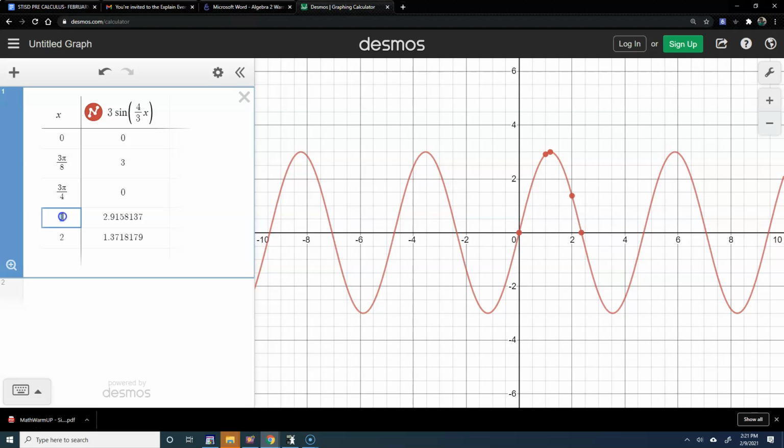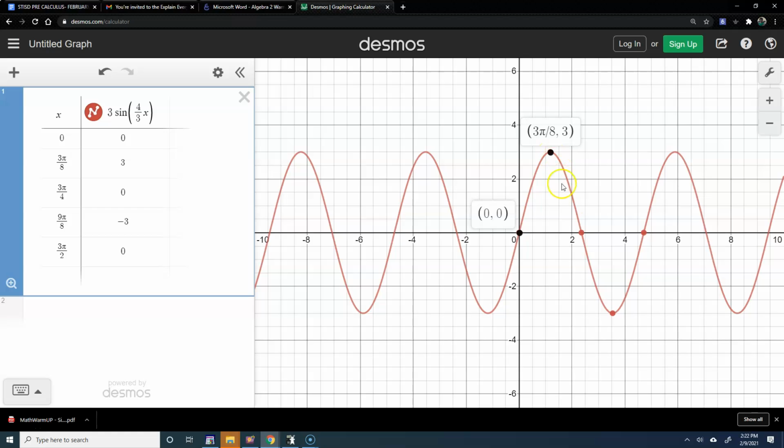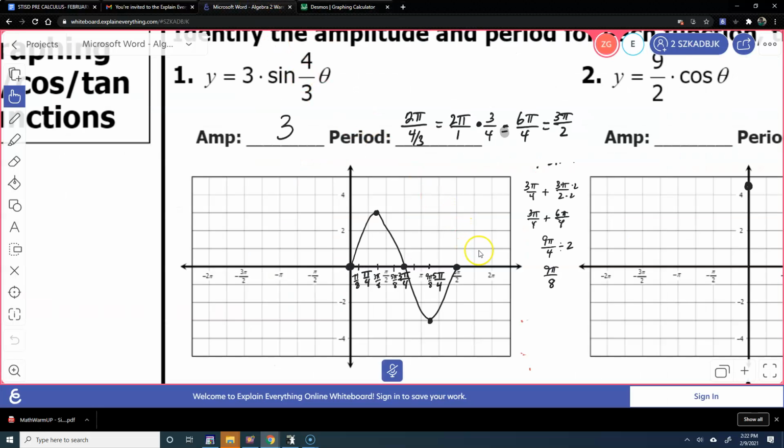The next one is 9 pi over 8, and that's -3. That's our lowest. And once again, we end at 3 pi over 2. And there's our cycle. 0, 0, 3 pi over 8, 3, 3 pi over 4, 0, 9 pi over 8, -3, and then we come back to the end of the cycle, 3 pi over 2. And that's what we have.